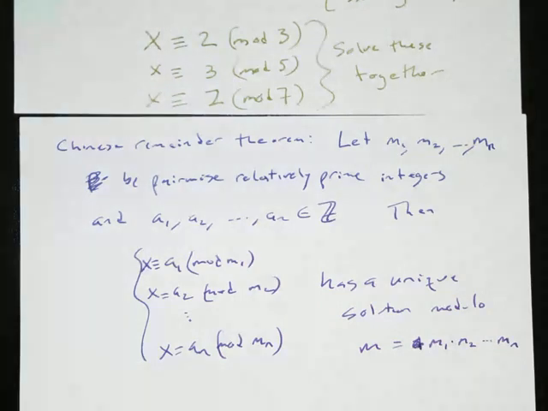If the modulo pieces here are pairwise relatively prime, that means m1 and m2 are relatively prime, m1 and m3 are relatively prime, m2 and m3, they're all relatively prime to each other, then this set of equations must have a unique solution mod the product of all of those numbers. And it turns out we make that by finding inverses.